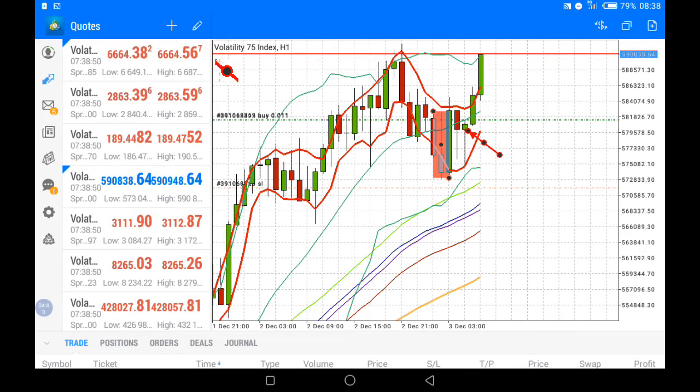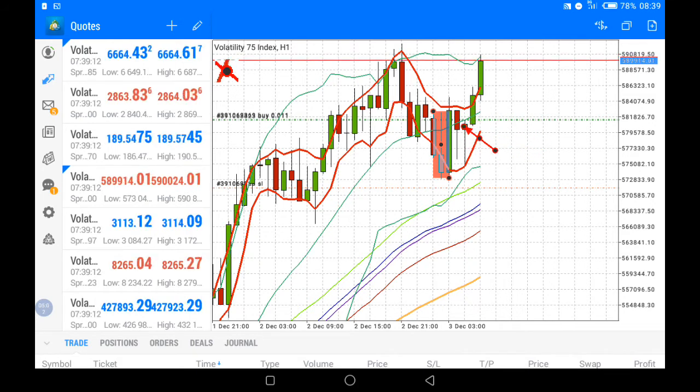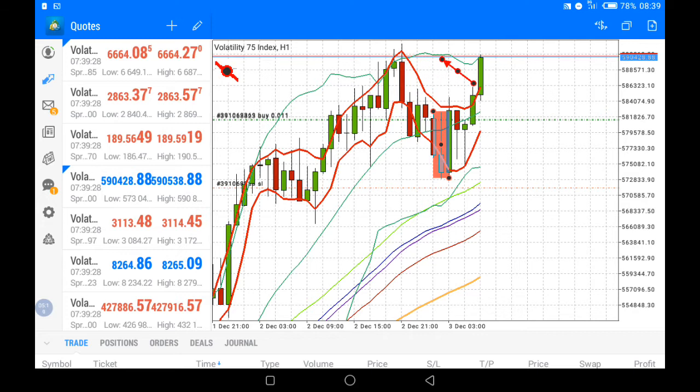So at the close of this candle, that was when I decided to take this buy. You can see the position where I took it. I took two positions at the same time of 0.011 on Volatility 75. You can see I placed my stop loss underneath it, and I believe that this will buy to at least this resistance.